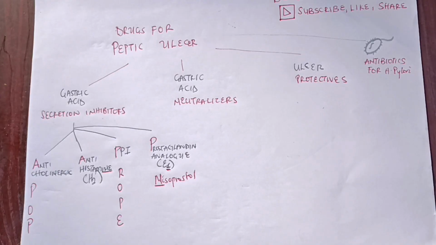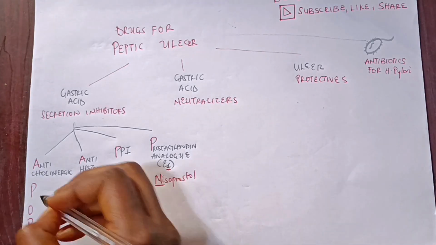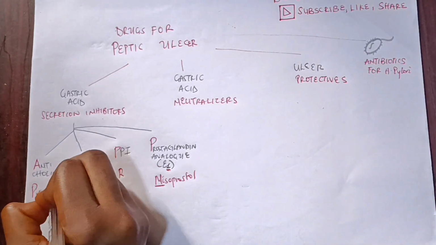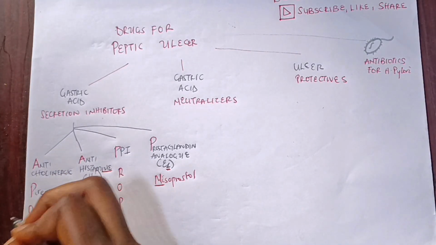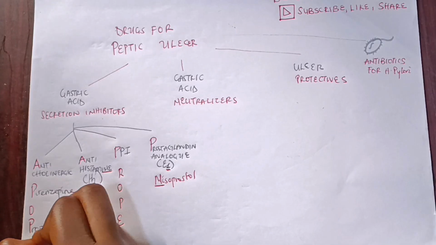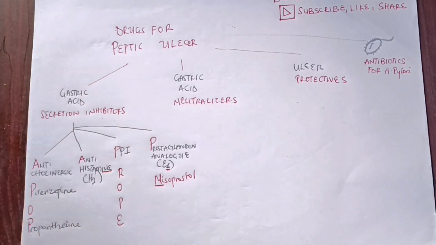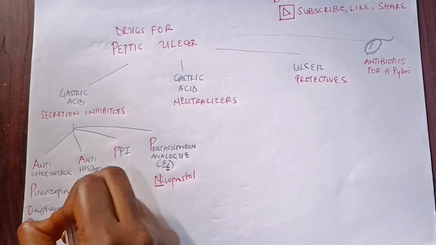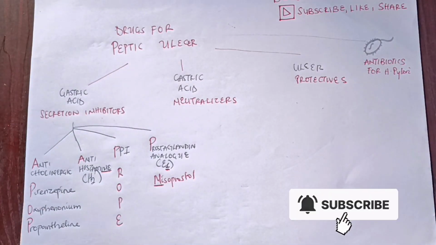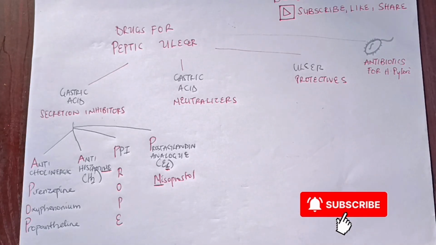Now for the POP, the first P is pirenzepine. The second P is propantheline, and propantheline always sounds to me like go and tell him. So propantheline, okay? And then the O is oxyphenonium. And you can also see this drug in our anticholinergic series.